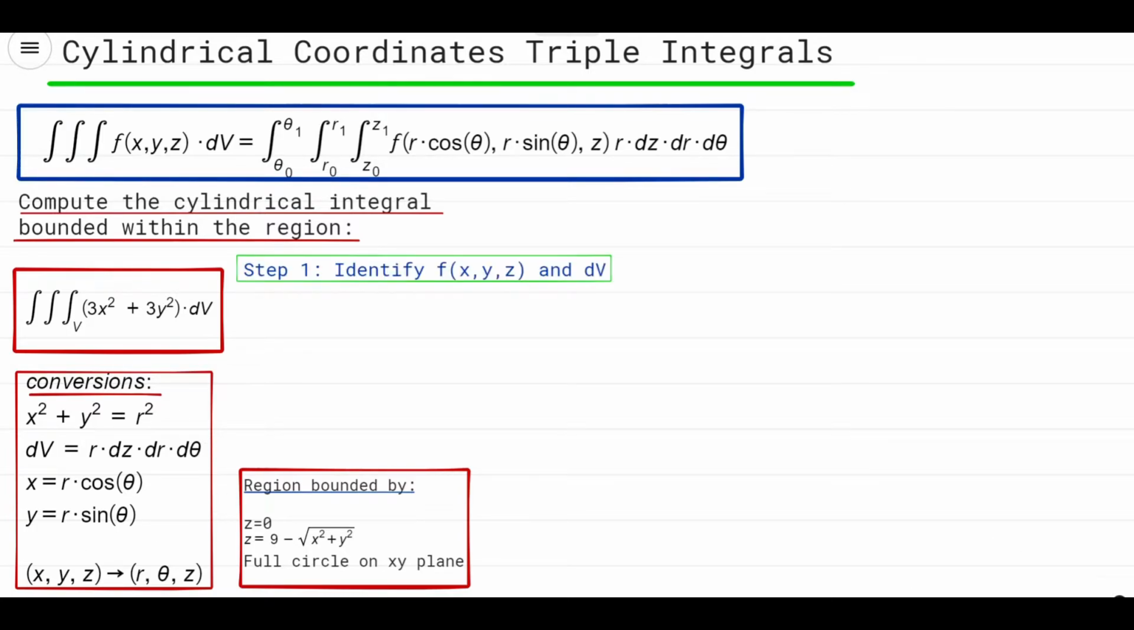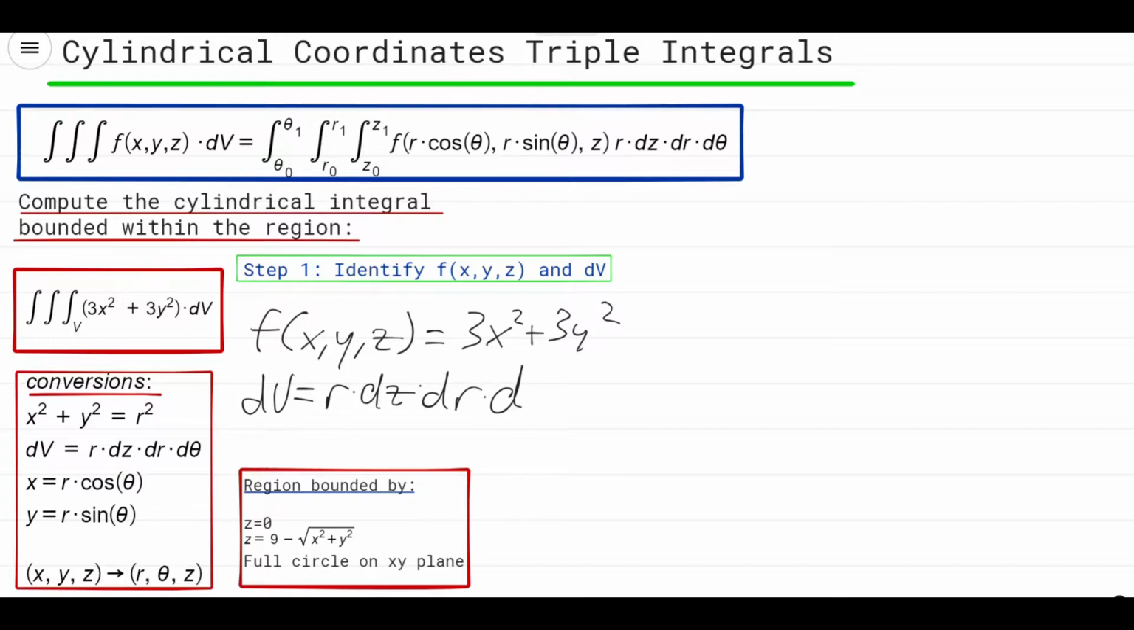The first step is to identify our f of x, y, z and our dV. Basically, we identify the variables of integration and then plug them into the cylindrical coordinate triple integral. Our f of x, y, z is literally just the function given to us, so it's 3x squared plus 3y squared. And our dV is also already given to us, so it's r times dz times dr times d theta. A lot of times you skip these steps and then you get the problem wrong, so that's why I like to go from the very basics.